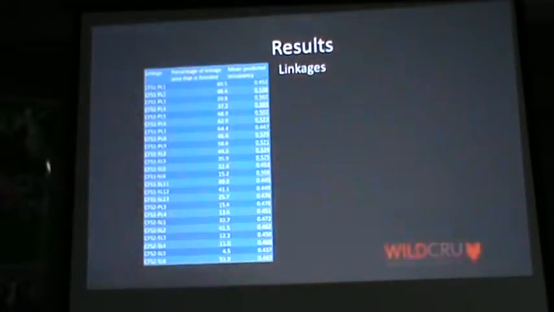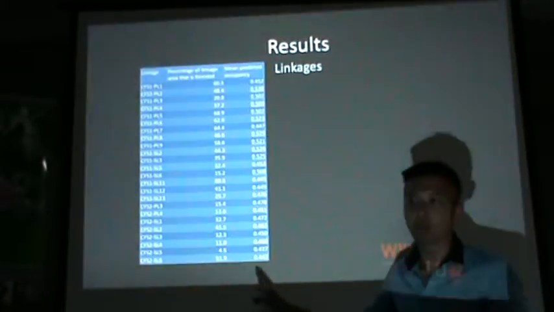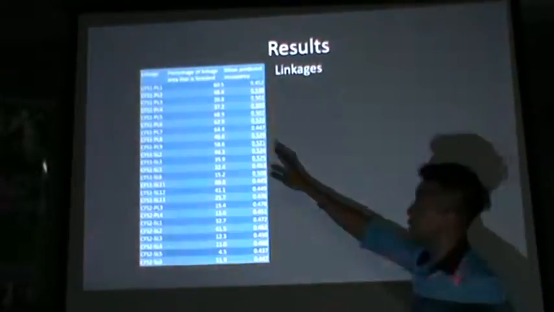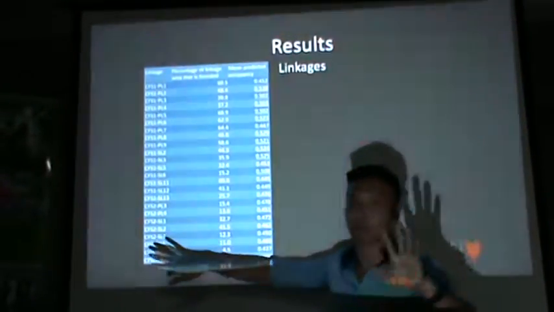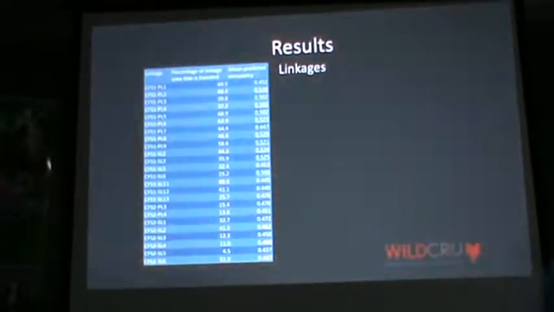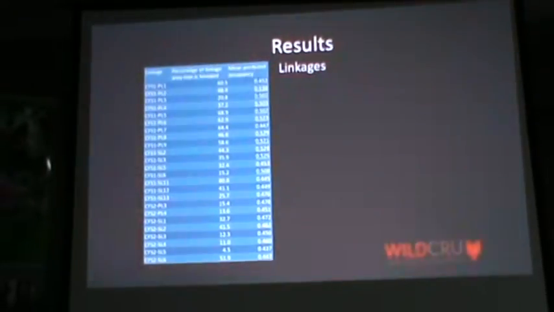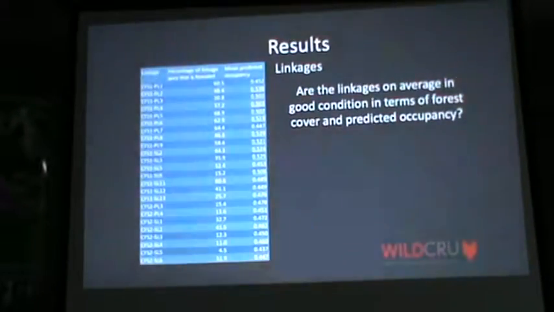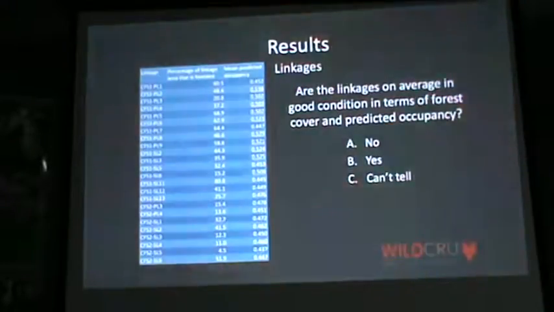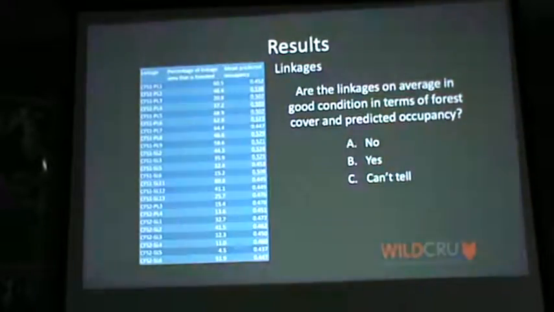So in a preliminary analysis of 24 out of 37 of the proposed linkages here, we see the percentage of linkage area that is forested, remember that we need forest for clouded leopards, and the mean predicted occupancy. So this is a question for you. Are the linkages on average in good condition in terms of forest cover and predicted occupancy? Is it no, yes, or you can't tell? So have a glance and see whether it's good numbers or bad numbers.